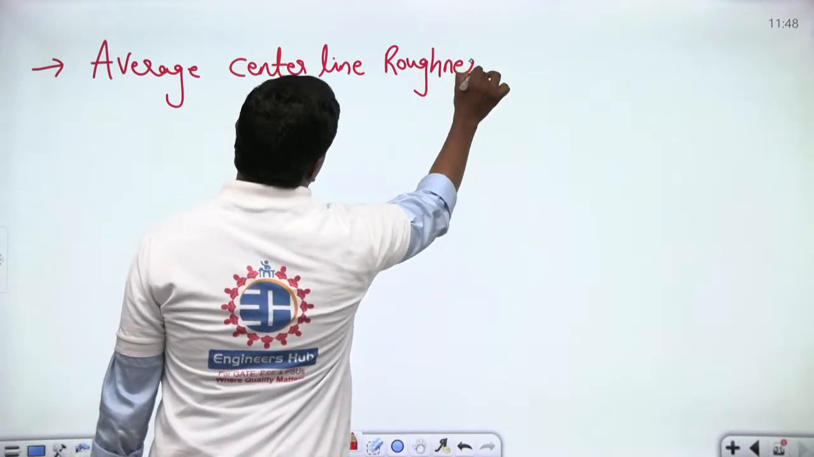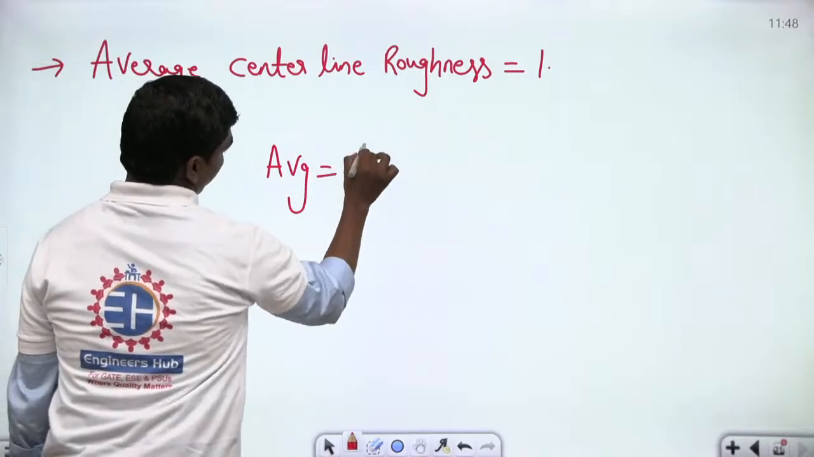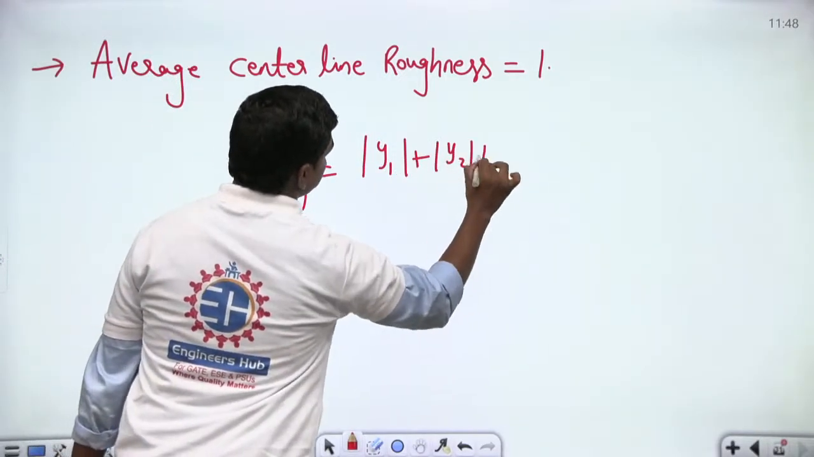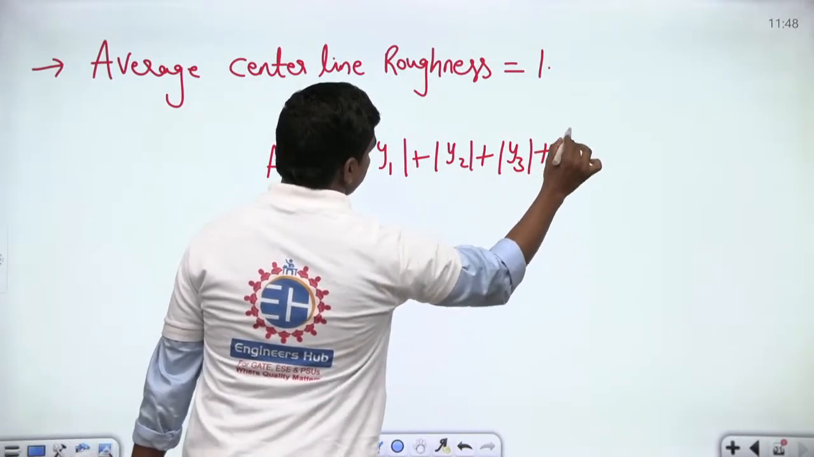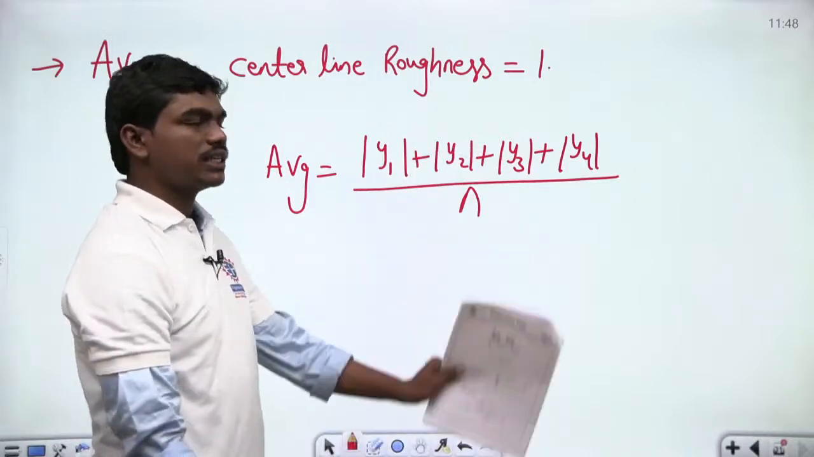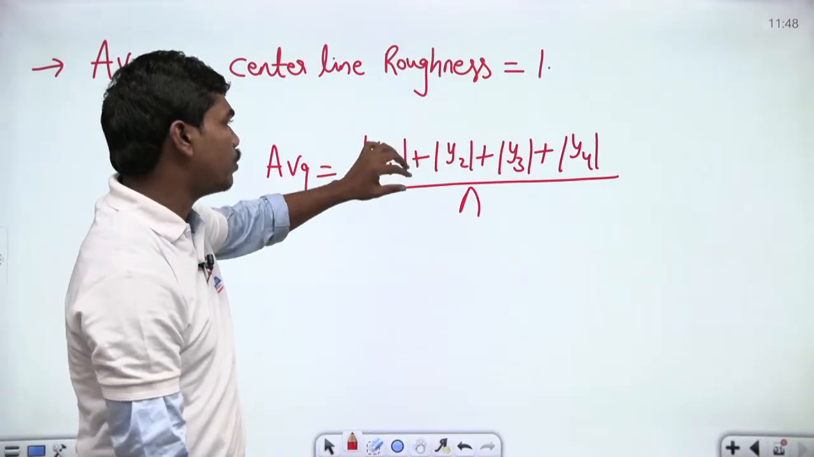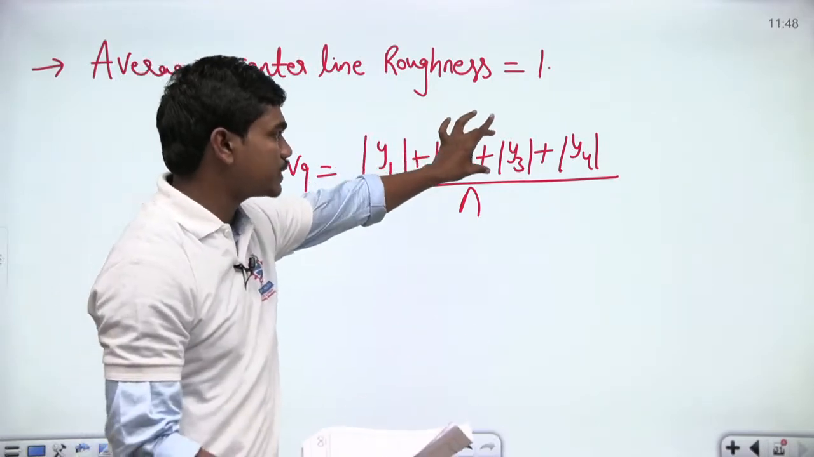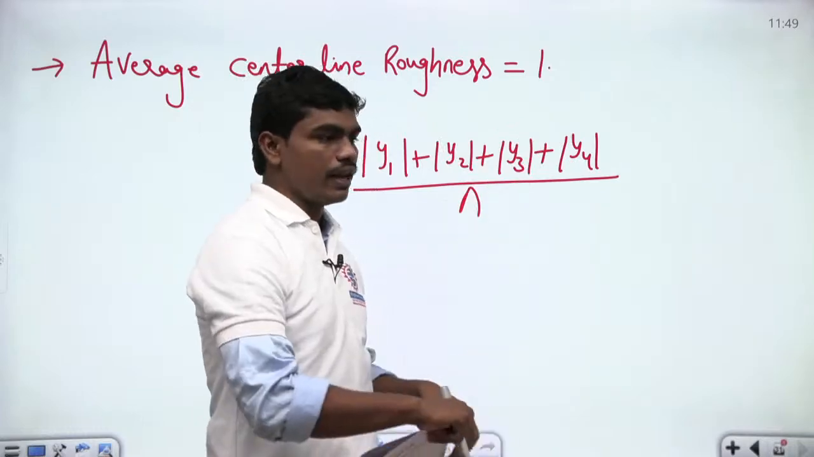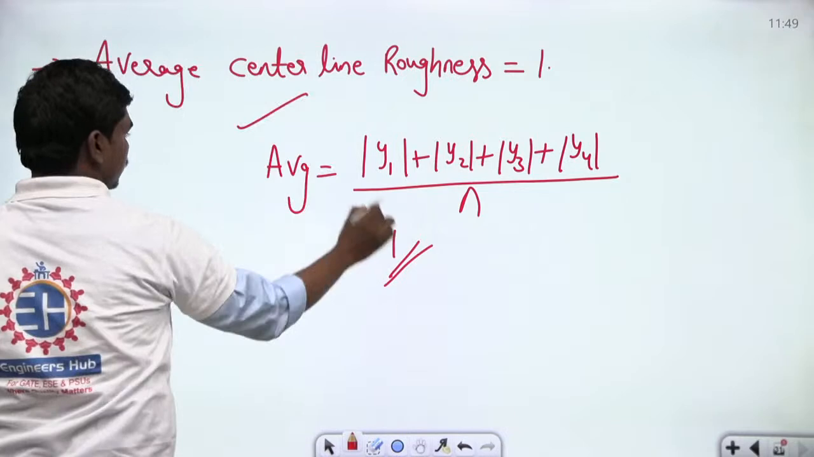So this answer is 1 because you know the average is nothing but the modulus of roughness values, which is y1 plus y2 plus y3 plus y4 divided by n. Few people may end up with 0 if you forget this modulus sign, but of course the deviation is actually the magnitude that you are measuring, so you will take a modulus. So L by 4 plus L by 4 plus L by 4 plus L by 4 and 1 plus 1 plus 1 plus 1 divided by L. So we get 1 as the final answer in this case. Okay, so the average center line roughness value is 1.